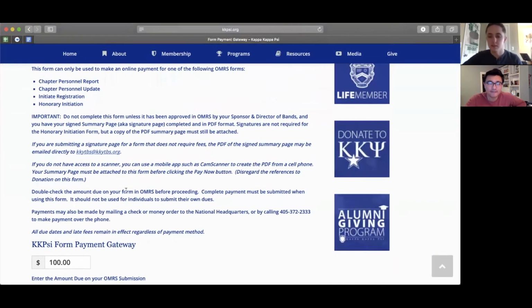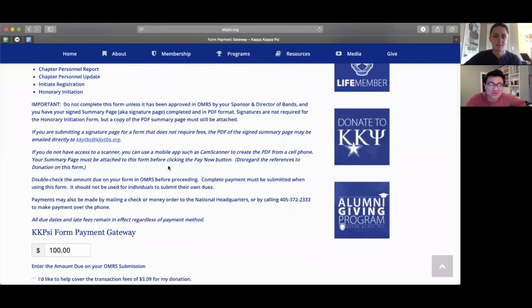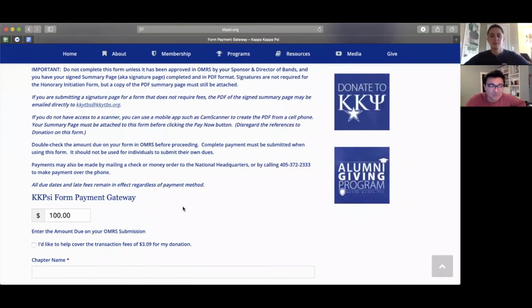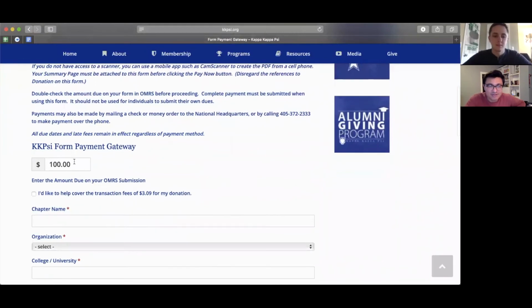Okay, so there's a lot of verbiage there. I think it's important that we all take the time to read this, so make sure that you read all of that. And I'm assuming when you click on that form payment gateway, does it automatically tell us what we're supposed to pay, or do we have to put in a certain amount? No, you have to put in your correct amount.